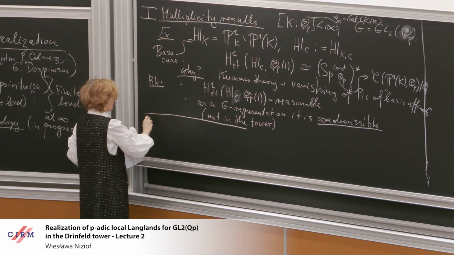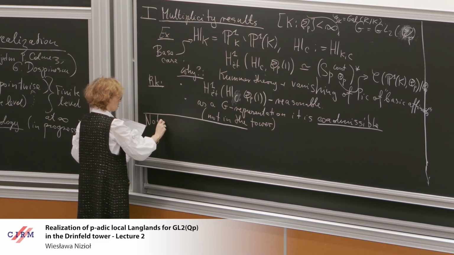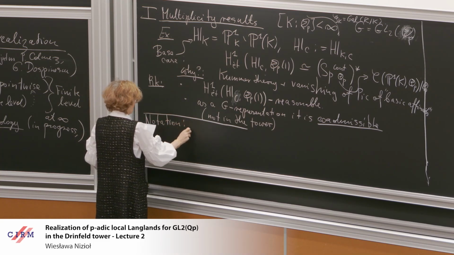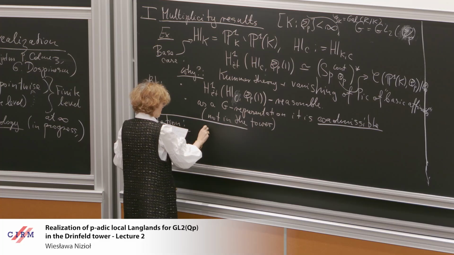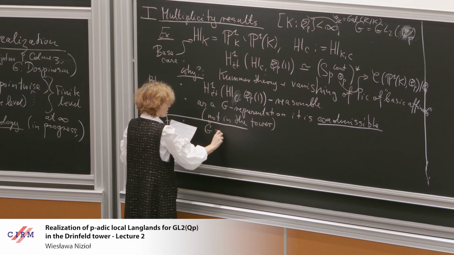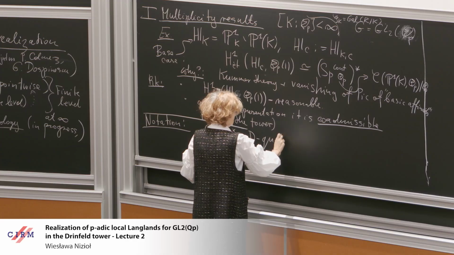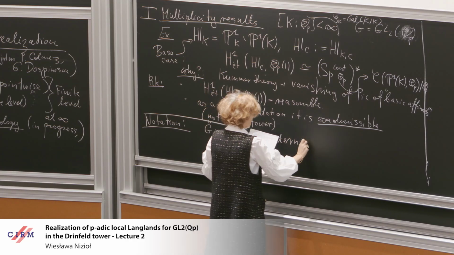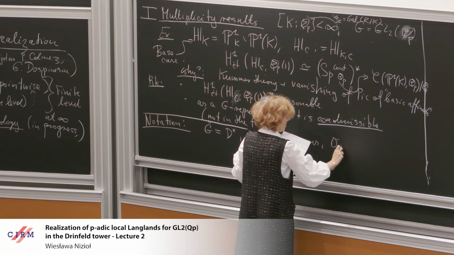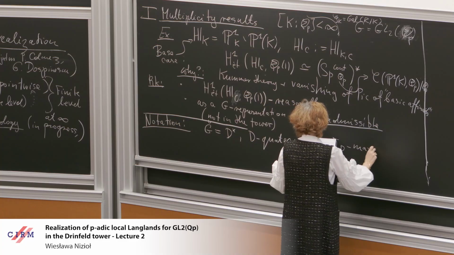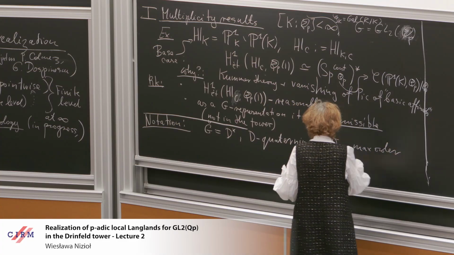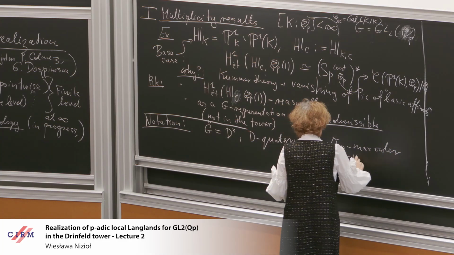Now we pass to the towers. I need more notation, maybe. Notation. So G check is going to be units in quaternions, O_D the maximal order and omega_D the uniformizer.